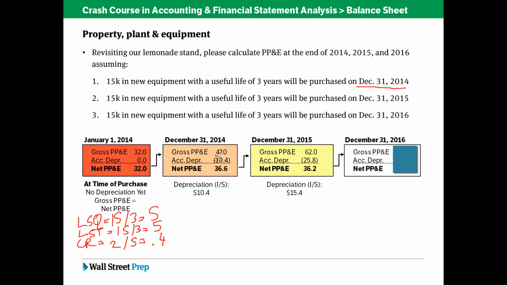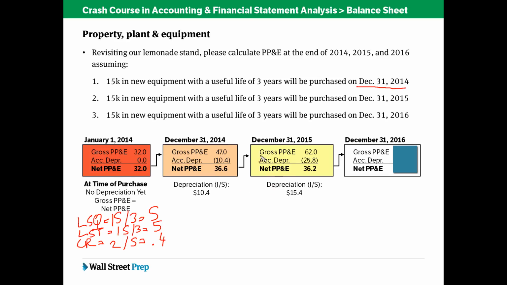If you looked at December 30th, it would have had gross PP&E of 32. But December 31st, we bought this new machine, so it had 47. And notice, it didn't affect accumulated depreciation because there was only 1 day's worth of depreciation. There's no depreciation effectively. So your net property, plant, equipment, because of this new bit of information, was 36.6. So what you see on the balance sheet at the very end here is 36.6 as your net PP&E.